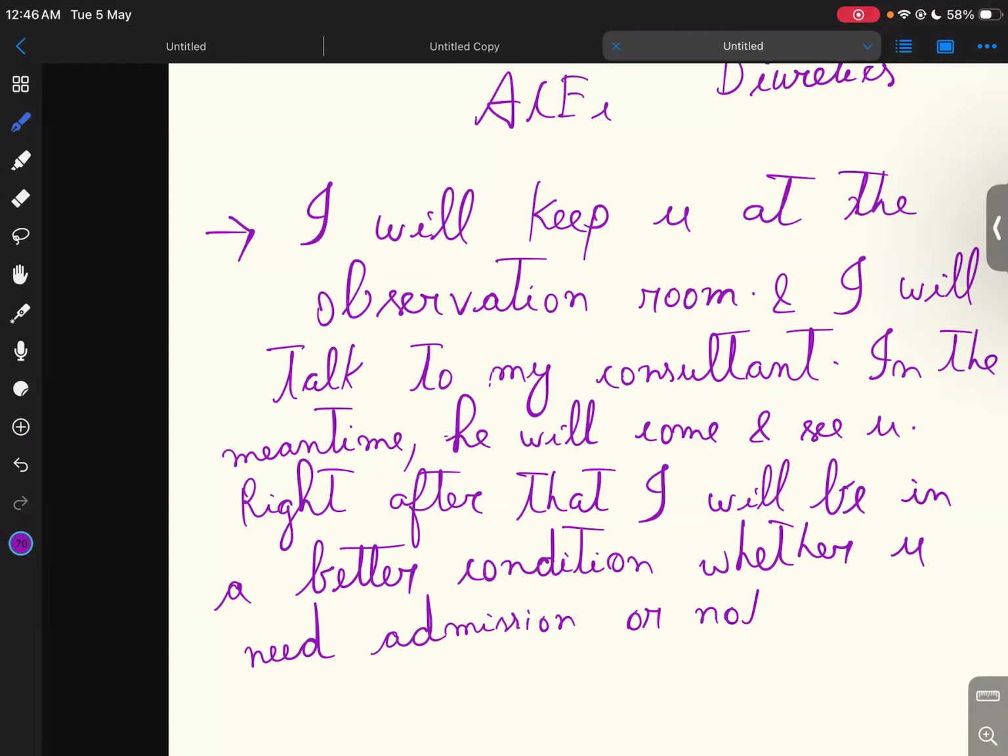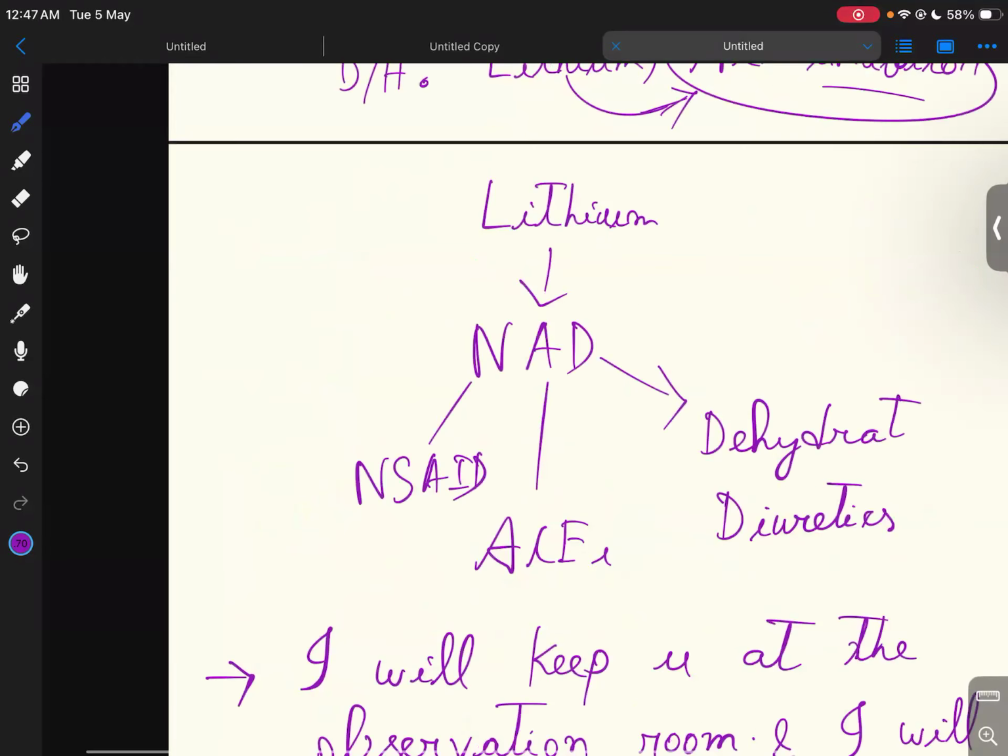So this is the line to save your back whenever you feel confused about admission or not. This is the same way as stop driving till further assessment, whenever you are confused about stopping the driving or not. Did you get your answer, doctor? Yes. Okay.